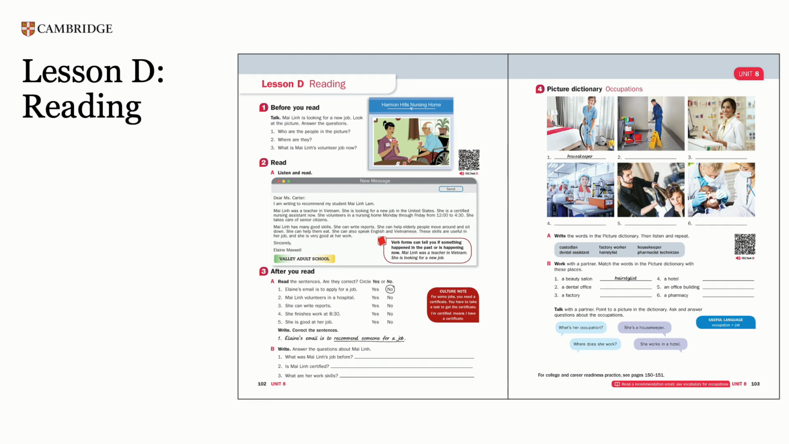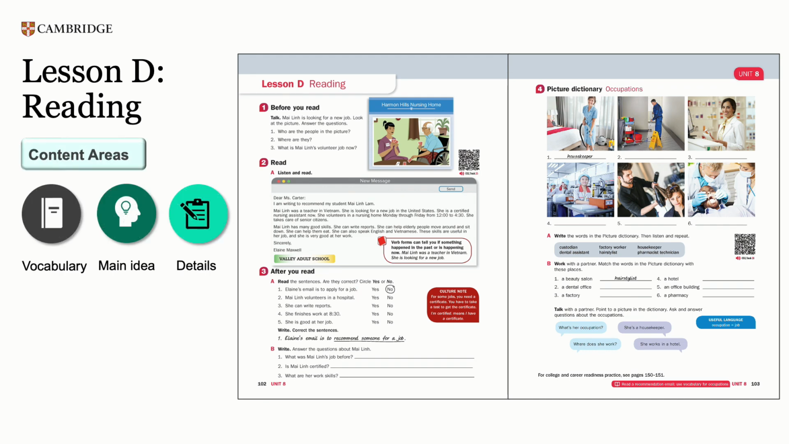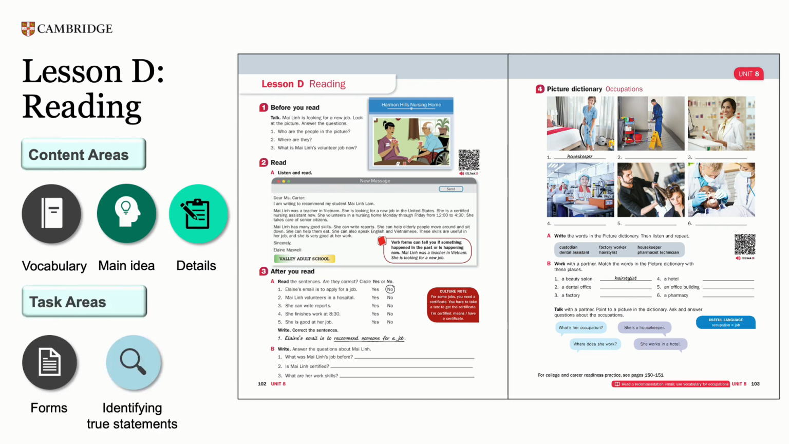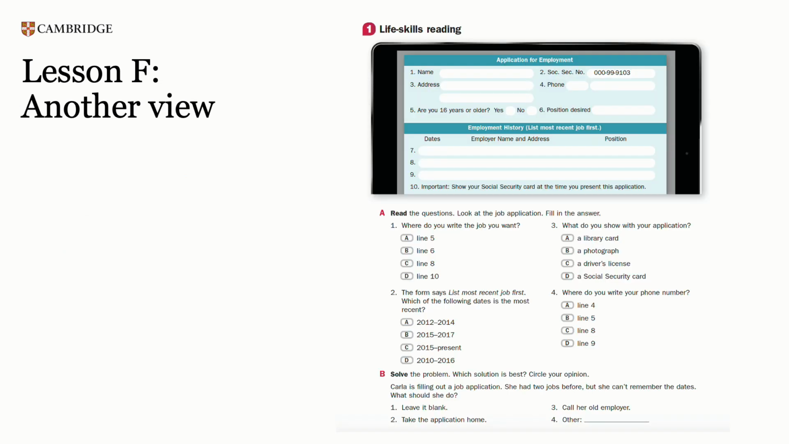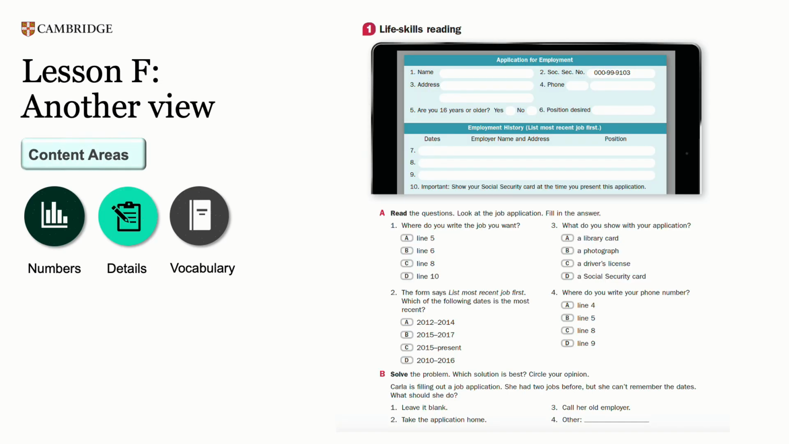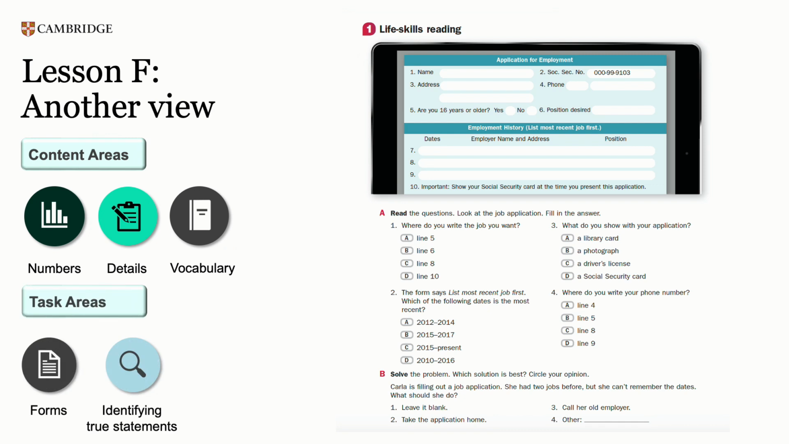Lesson D covers the content areas of high-frequency vocabulary with photos and pictures and finding the main idea and details. The activities resemble those on the STEPS by using a common form, like an email, and asking students to identify true statements. Lesson F covers the content areas such as numbers, key details, and high-frequency vocabulary. The activities use a common form such as an email and ask students to identify true statements. Students interact with the form, which is something they will have to do on the test.